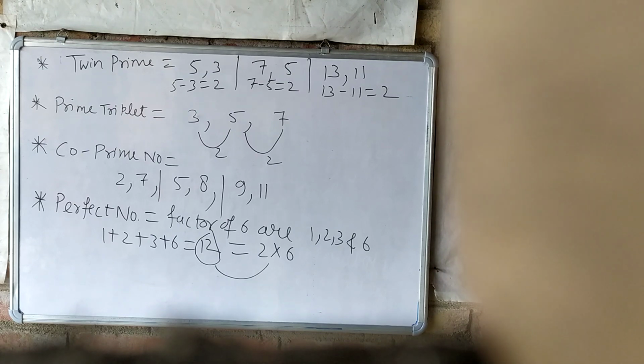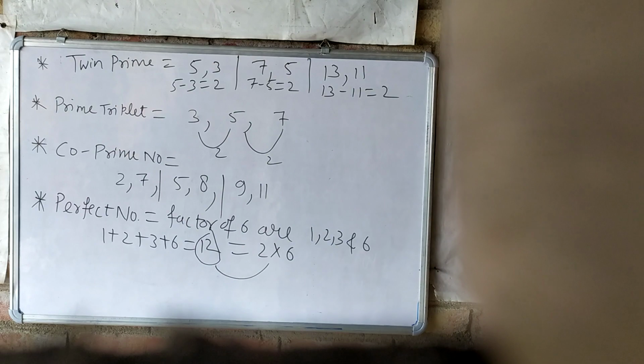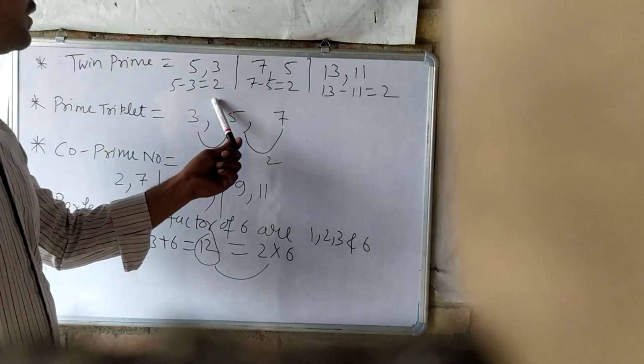Understand? Yesterday I have taught about prime numbers, that means numbers which have a factor 1 or the number itself. Understand, are known as prime number. So what are twin prime? Twin prime means those prime numbers in which their difference is 2, like 5 and 3. That means when we subtract 5 minus 3, we will have result 2.